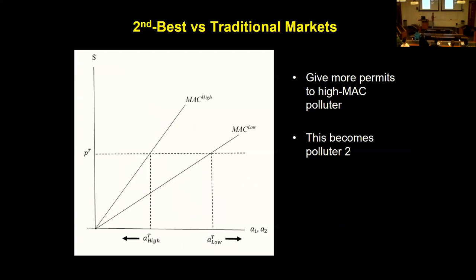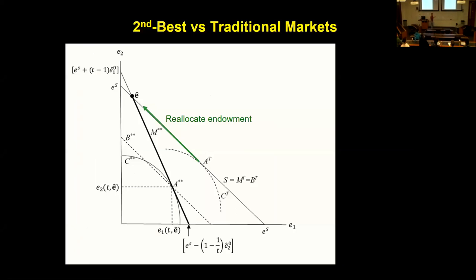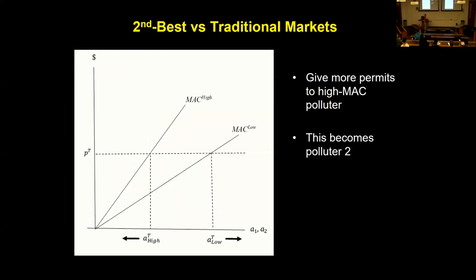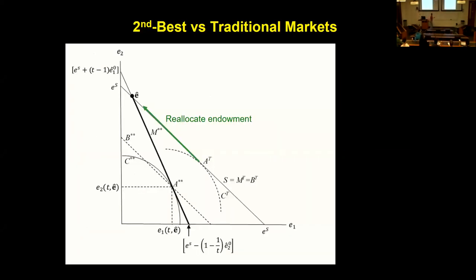Now, who would you want to be firm two? That's the question. We haven't said yet who should be firm one or firm two, sector one, sector two. We've only said the endowment starts up here. So think about just a mental exercise. Suppose you did start here and you reallocated things up in this direction. Who do you want to reallocate it to? Do you want to reallocate it to the high cost firms or the low cost firms?